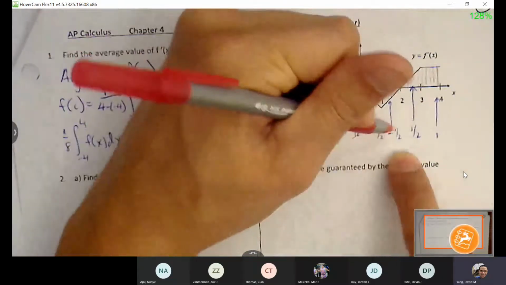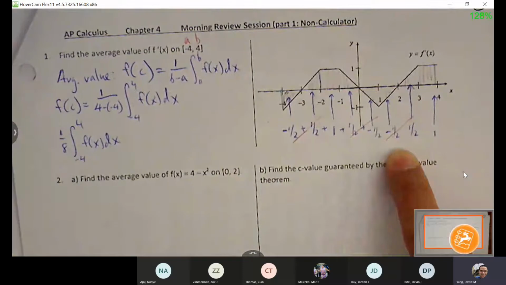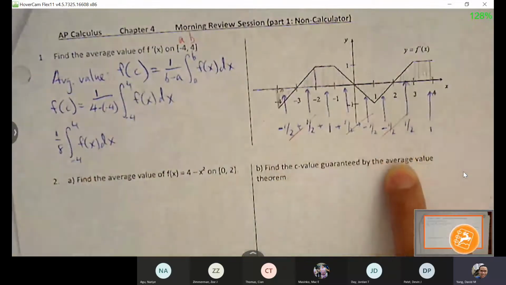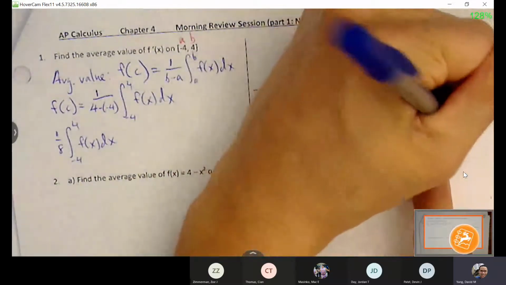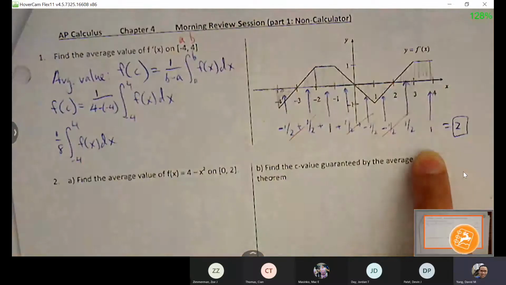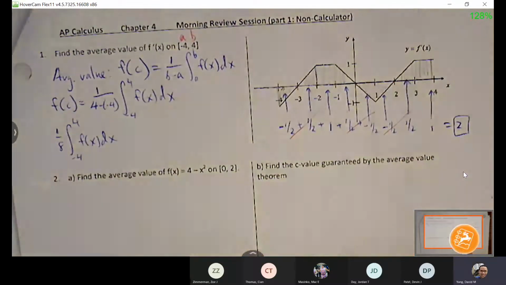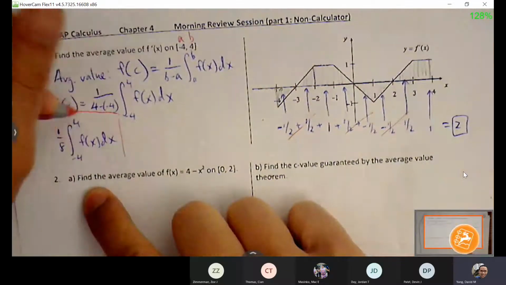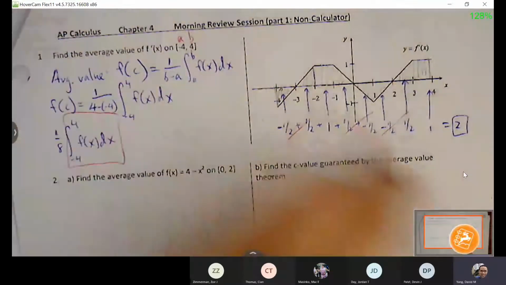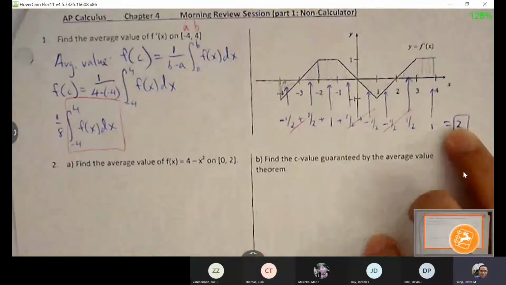1/2 and -1/2 cancels out, -1/2 and 1/2 cancels out. So we're just left with 2, right? Definite integral is going to be 2. So we know that the area, or the definite integral, by calculating our regions there, we get 2.